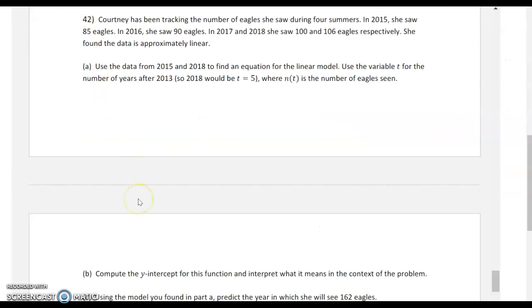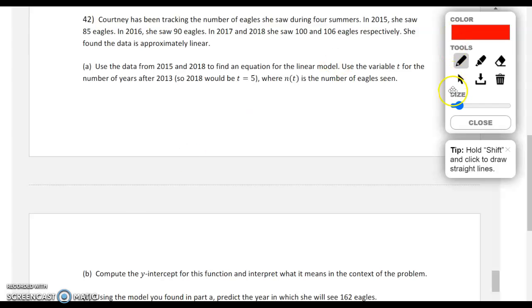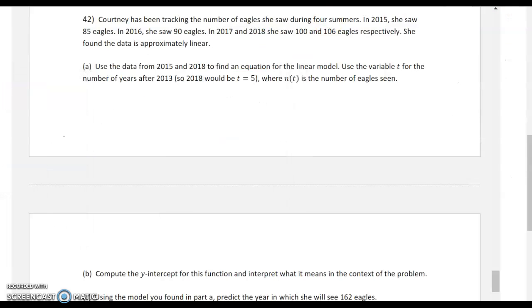Okay, next I'm going to skip ahead to 3.8 and we're going to look at this question number 42. So we have Courtney has been tracking the number of eagles she saw during 4 summers. In 2015, she saw 85 eagles. In fact, I'm going to write this down.